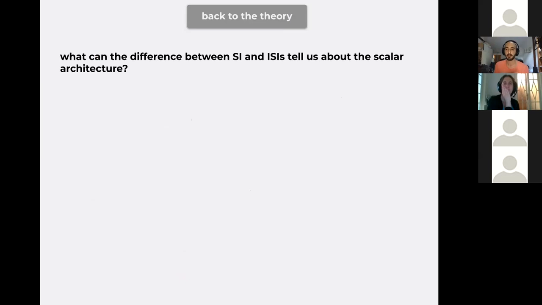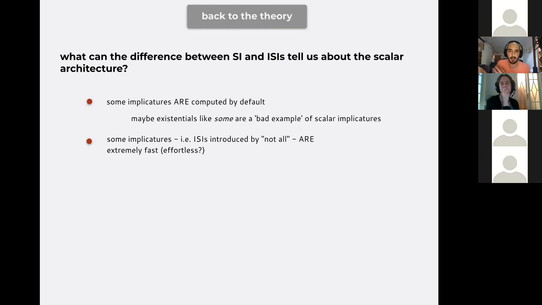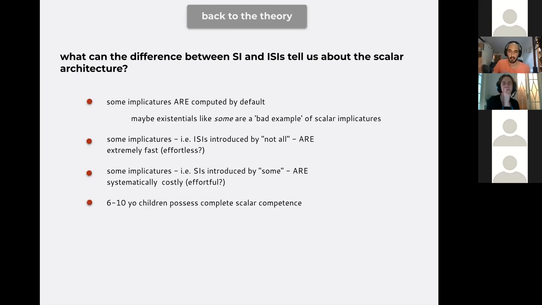So back to the theory, what can the difference between scalar and indirect scalar implicature tell us about the architecture of the system? Well, that some implicatures seem to be computed by default. Indirect scalar implicatures seem to be computed very, very early and very, very systematically. And maybe some is a bad example of scalar implicature, those derived by some. And some implicatures are also extremely fast, again the indirect scalar implicatures, whereas those introduced by some seem to be more costly and slower.